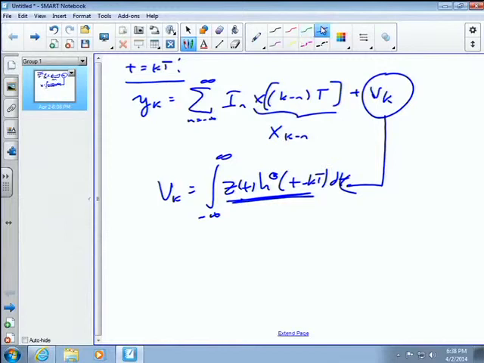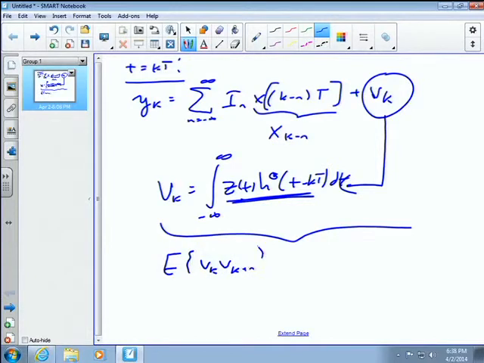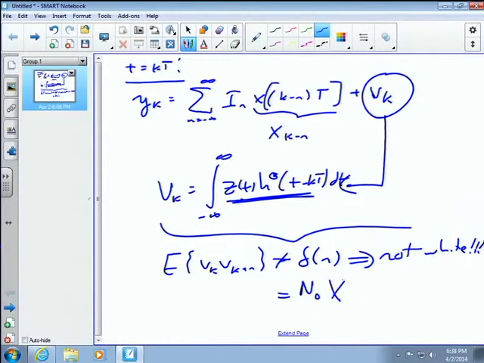we saw that E[v_k v*_{k+n}] is not going to be equal to delta_n. That's bad. Not white. In fact, if you compute this, it is equal to N_0 x_k. And you might say, what's x_k? That's the convolution of h(t) with h_R(t), the composite response end to end. So that multiplied by N_0 gives us the shape.